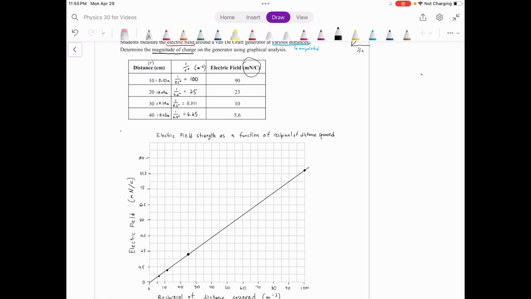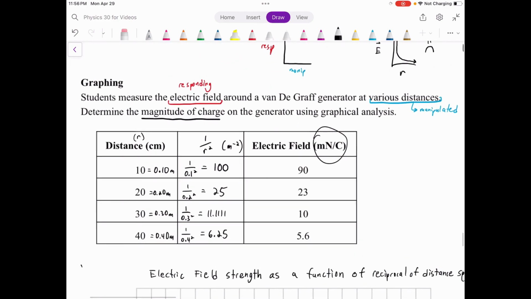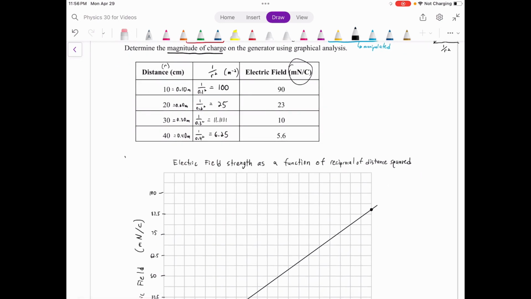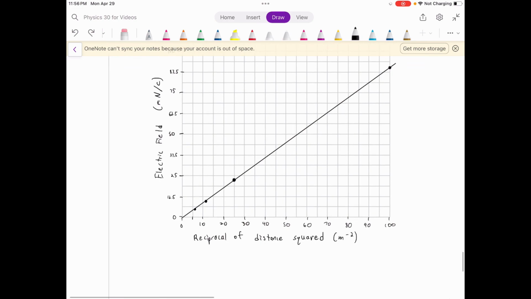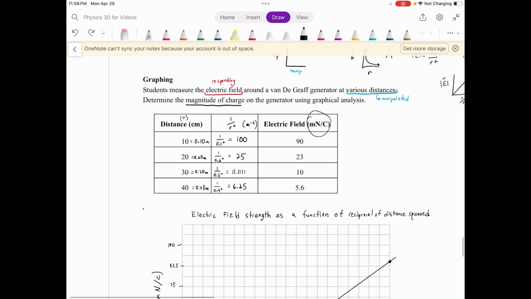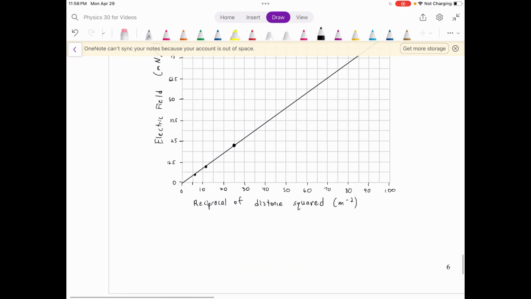Okay, now, what are we going to do with this graph? We are trying to figure out the magnitude of the charge on the generator using graphical analysis. So like always, it's not a guessing game, right? It's not saying, oh, I don't know, I'll see if it's the slope or maybe it's the area, right? Let the equation tell you. So what equation relates electric field to the separation distance, or the reciprocal of the separation distance squared, right? Let this tell you what equation to be thinking about. And also to charge, because that's what we're trying to figure out, right? So what equation relates charge, electric field, and the separation distance squared?